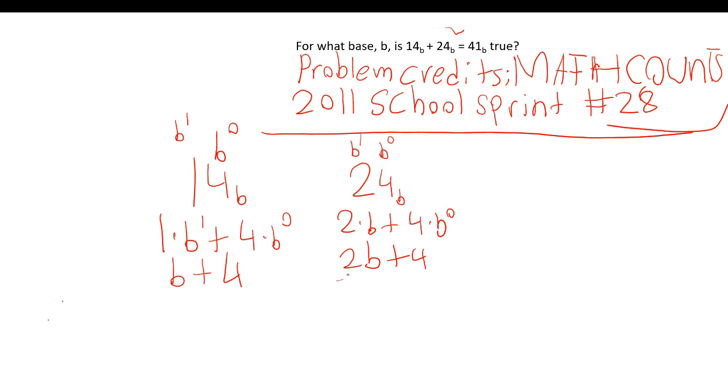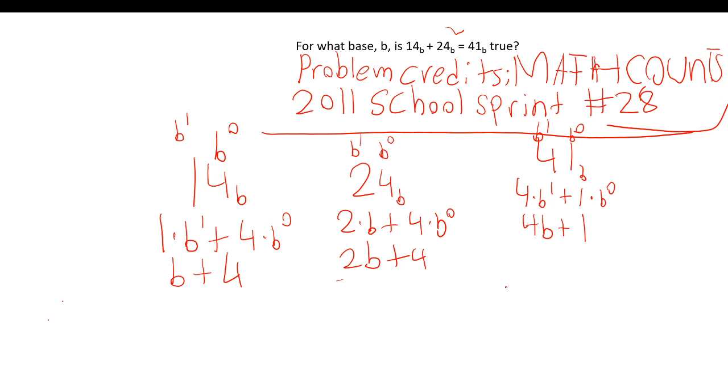Now let's convert 41 base b, and now we know how to solve this problem. We can just build a linear equation based off of these conversions. Same story here. This is b to the 0th, b to the 1st. 4 times b to the 1st plus 1 times b to the 0th. Right? And now 4 times b to the 1st is 4b plus 1 times b to the 0th. b to the 0th is 1, and 1 times 1 is 1.